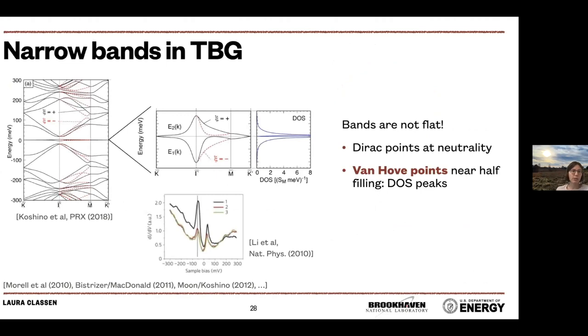So let's zoom into these interesting narrow bands. And then we see that they are narrow, but not perfectly flat. Instead, we'll still have Dirac points at the neutrality point and Van Hove points near half filling. So this will again lead to density of state peaks, which are also prominent features in, for example, the scanning tunneling spectroscopy spectra. And in the spirit of this talk, this is what I want to concentrate on now. So doping to the vicinity of these Van Hove fillings.